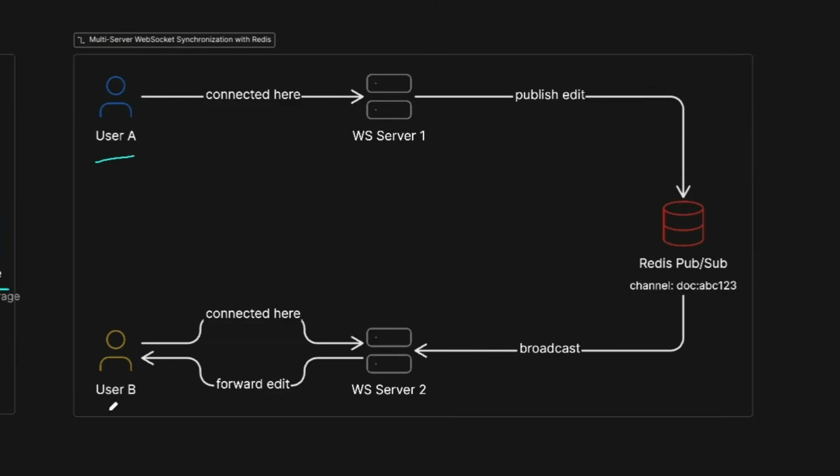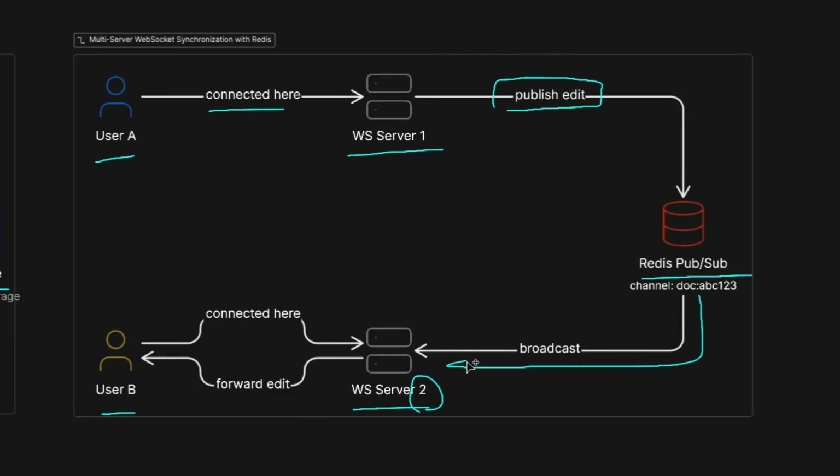Let's say you have user A and B who are connecting to different WebSocket servers. They don't have to connect to the same one to be able to work on the same document. So the first one connects to the server 1, the second one connects to the server 2. Let's say for now there are no conflicts, so user A just publishes an edit, they make a change in the document, and this gets published to the Redis PubSub. From here, we broadcast this change to the WebSocket server 2, and this is what forwards the edit to the user B, so that user B sees the edit that was made by this first user on their client.